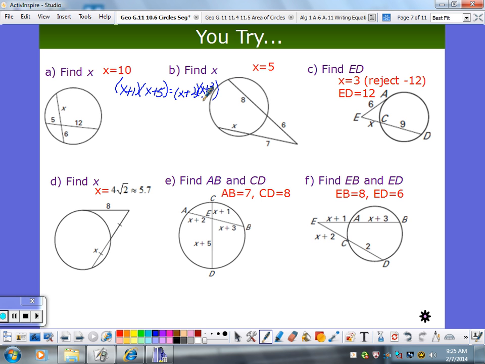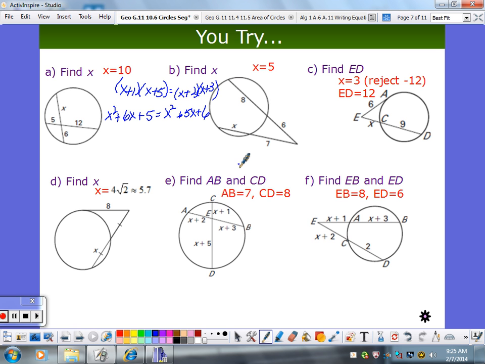Yeah? Okay. So now let's multiply out. Use our FOIL. Well, that's x squared, 5x plus 1x, that's 6x, plus 1 times 5 equals x squared plus 3x plus 2x, 5x, plus 2 times 3 is 6. Hopefully I did that part right.